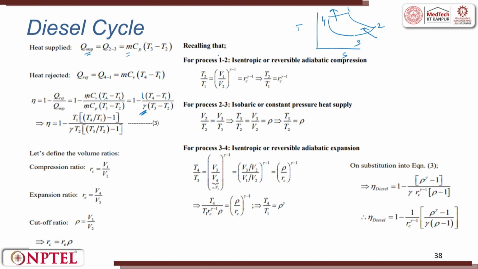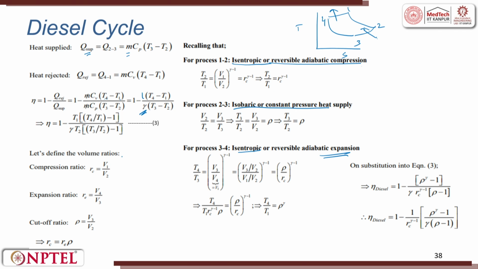To recall, the process 1 to 2 is isentropic or reversible adiabatic compression. 2 to 3 is isobaric. Isobaric means constant pressure, right? And then 3 to 4 is isentropic, and 4 to 1 is constant volume. So 1 to 2 is a reversible adiabatic compression and 3 to 4 is a reversible adiabatic expansion.